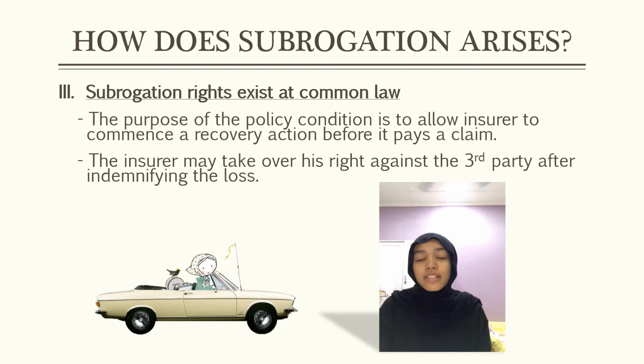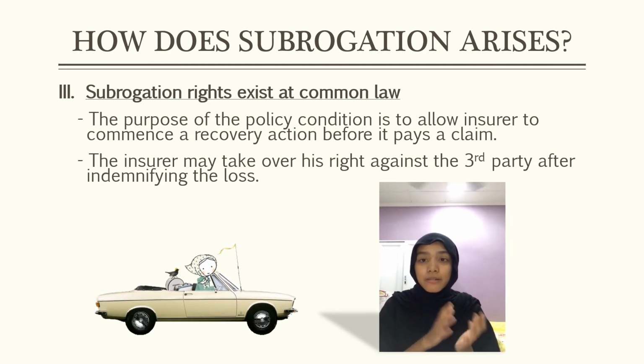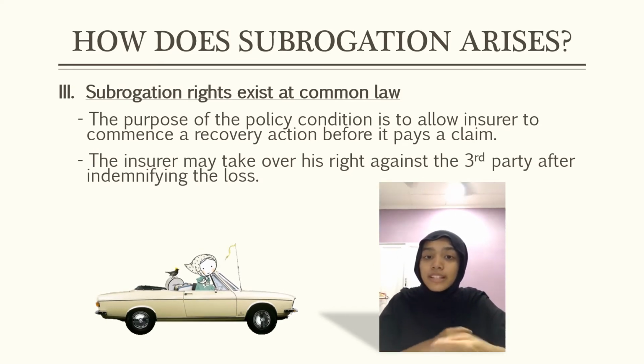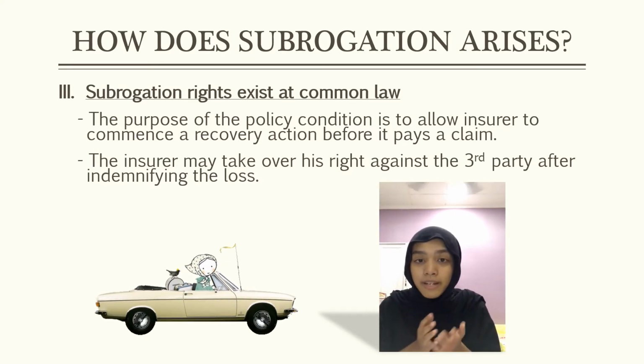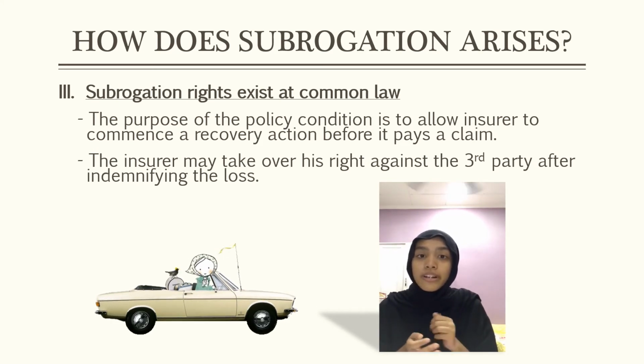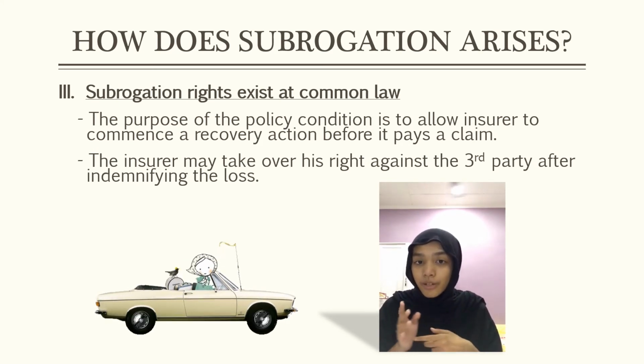Number 3. Subrogation right exists at common law. The purpose of the policy condition is to allow the insurer to commence a recovery action before it pays a claim. The insurer may take over the insured's right against the third party after indemnifying the loss. For example, when the insured sustains a loss caused by the negligent act of another, the insured can recover the loss from his own insurer or sue the negligent person for the damage.